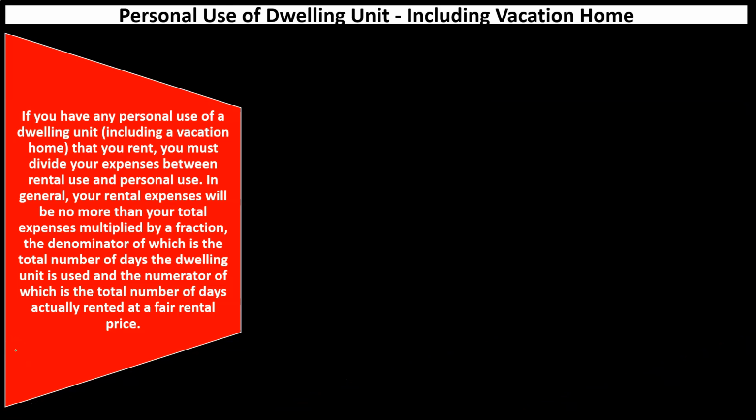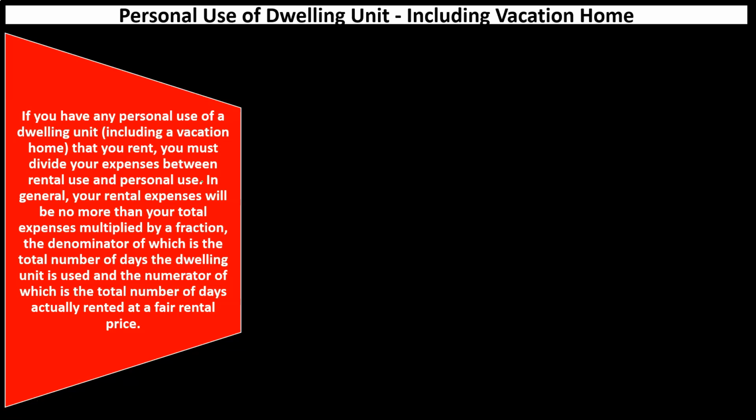Personal use of dwelling unit, including vacation home. If you have any personal use of a dwelling unit, including a vacation home, that you rent, you must divide your expenses between rental use and personal use. So notice when we're thinking about the rental property, we talked about some common scenarios that happen with rental property that we don't see as much with other types of businesses, such as Schedule C types of businesses. And that's going to be this allocation.